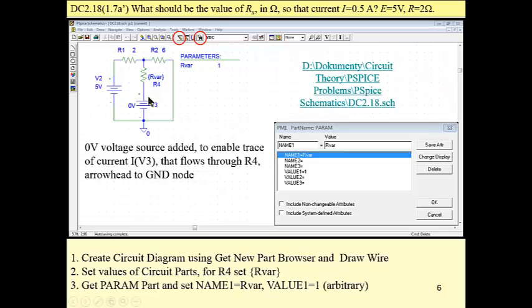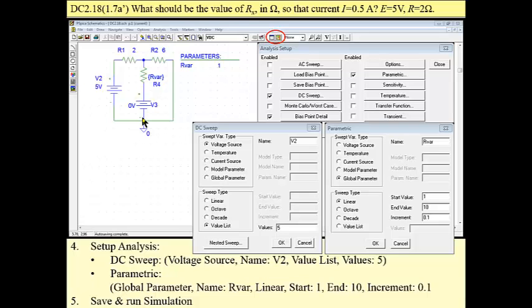We may add a current, a voltage source, such that we have the current that we are looking for. And then we may perform parametric analysis. Parametric analysis means we have to select a global parameter. This is our parameter, start value 1, end value 10, with increment 0.1.